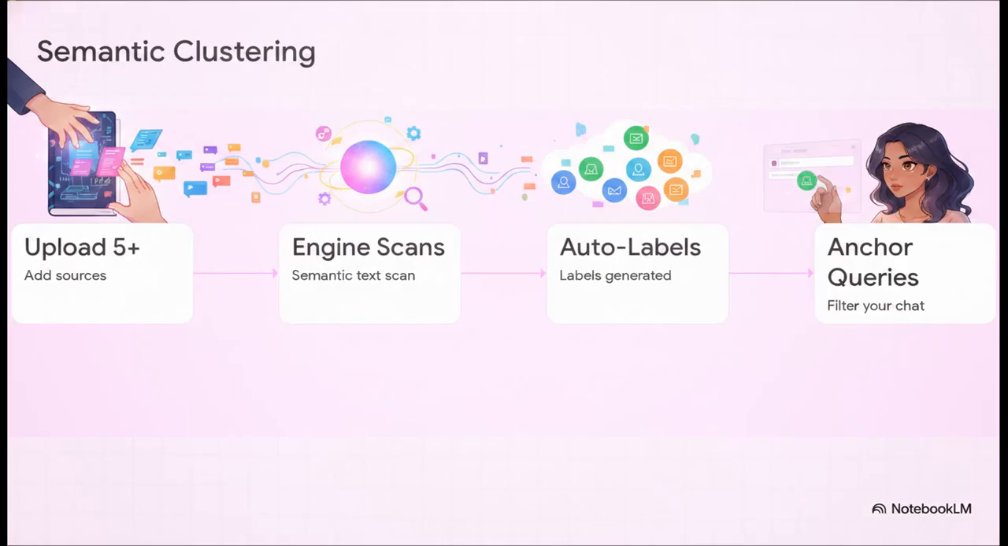So, to break past what power users call the 15-source wall, you need to leverage NotebookLM's semantic clustering. Once you upload 5 or more sources, the AI engine scans the full text and automatically groups them into auto-labels based on their themes. It's basically like an auto-organizing filing cabinet. From there, you can anchor your queries to just one specific drawer or label to get incredibly precise answers without any cross-contamination from your other sources.